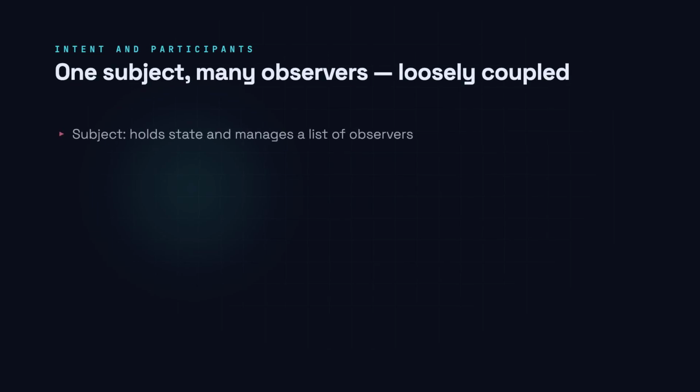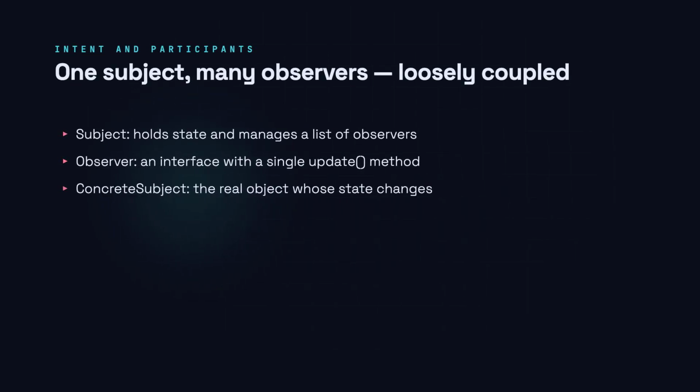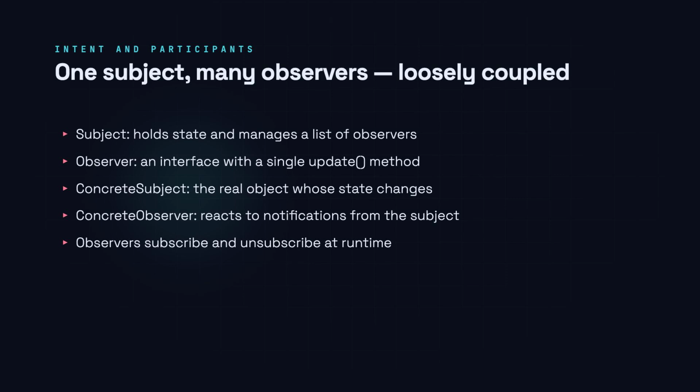The pattern defines a one-to-many dependency. The subject is the object that owns the state people care about. It keeps a list of observers, anything that implements a simple observer interface, usually just a single update method. When the subject's state changes, it iterates that list and calls update on each observer. The observers and the subject are only coupled through that narrow interface, so you can add or remove observers without touching the subject at all.